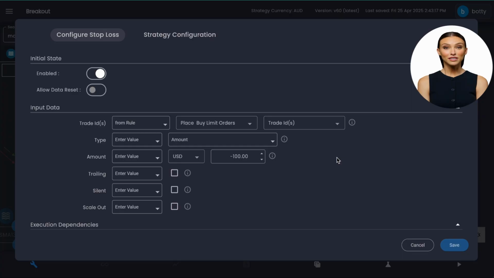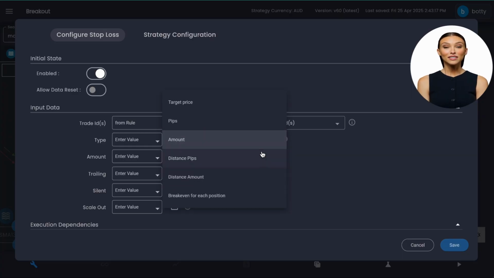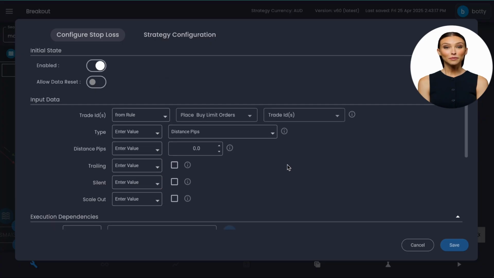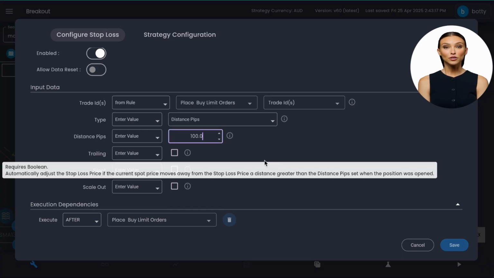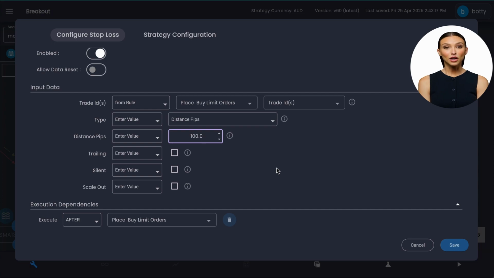The next option is distance pips. Instead of anchoring the stop-loss to your entry price, this option sets the stop-loss a fixed number of pips away from the current market price. This is particularly useful for locking in profits. For example, if a buy trade is currently 300 pips in profit, placing a stop-loss 100 pips away from the current bid price ensures a minimum of 200 pips profit.